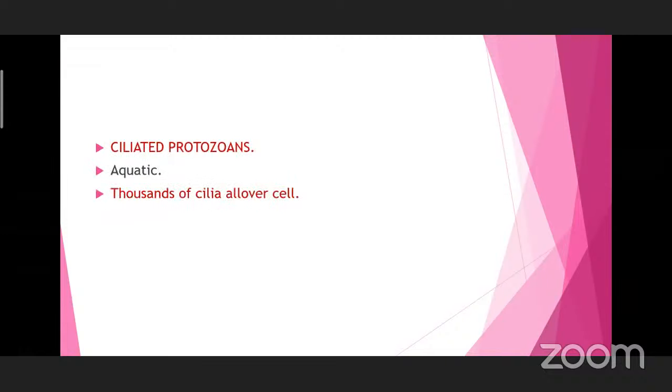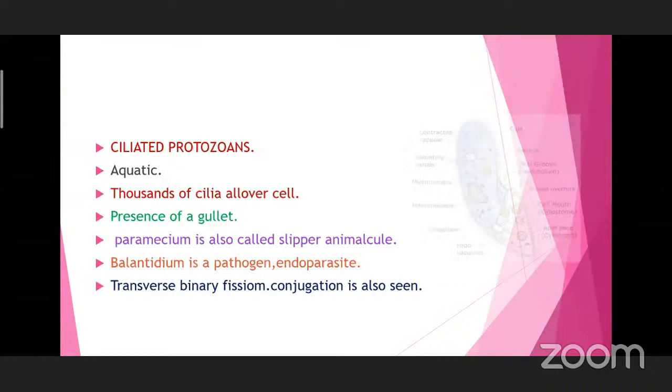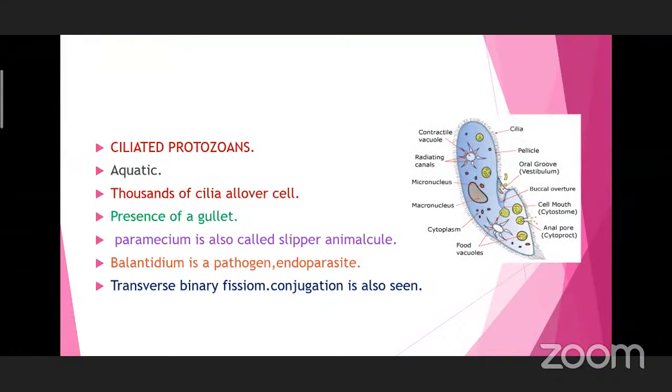And next we'll move on to the ciliated protozoans. Ciliated protozoans, these are aquatic, cilia all over the body, thousands of cilia. Recall the paramecium structure. It will be having several thousands of cilia all over the body, and the presence of a gullet will be there. Paramecium is also called slipper animalcule. Balantidium. Balantidium is a pathogen. It is an endoparasite.